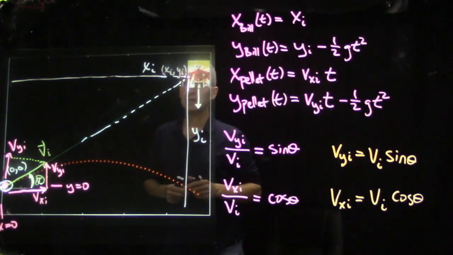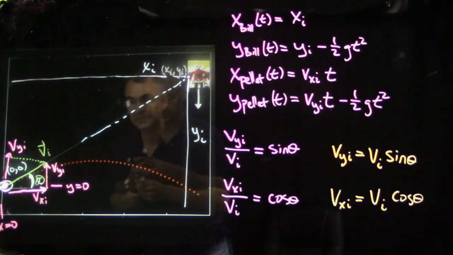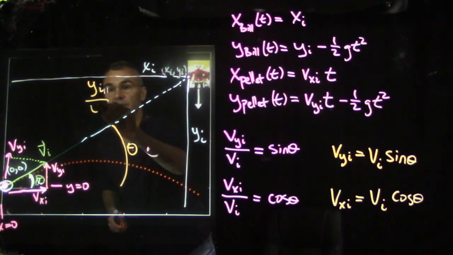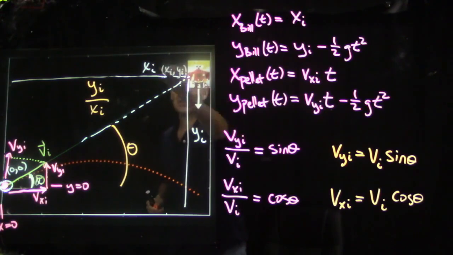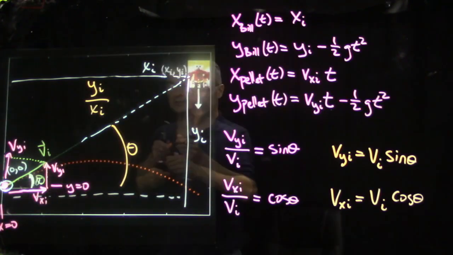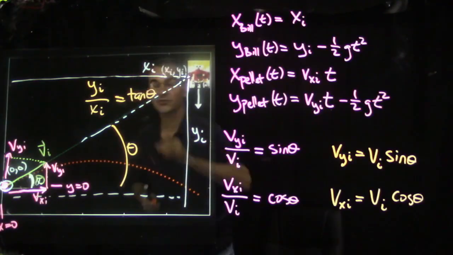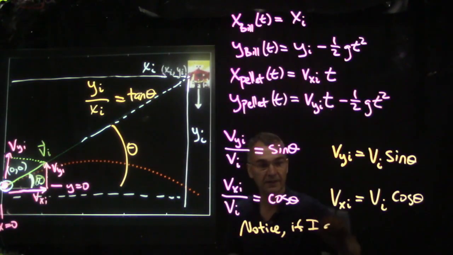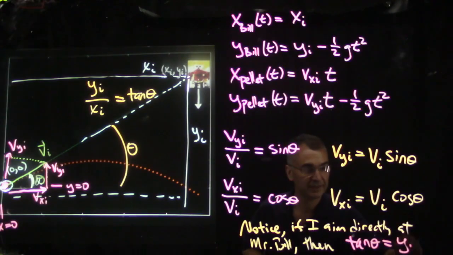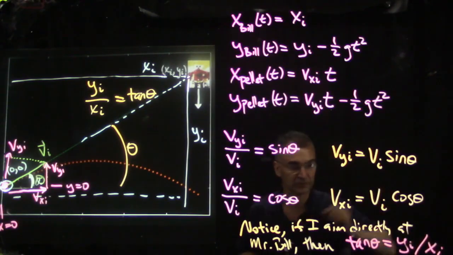Then notice that if I aim directly at Mr. Bill, then using this very same angle theta, y initial over x initial is opposite over adjacent, because this also equals x initial, and that equals the tangent of this same angle theta. If I aim directly at Mr. Bill, then tan theta equals y initial of Mr. Bill divided by x initial of Mr. Bill.